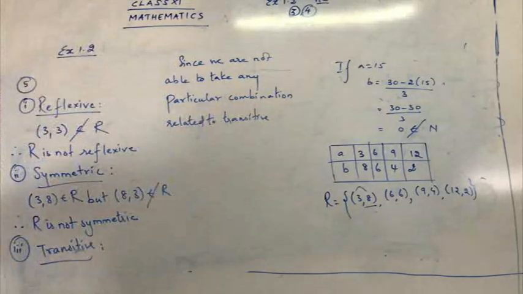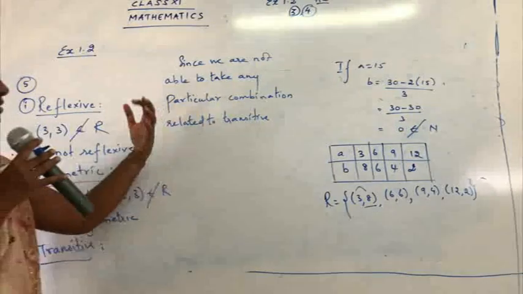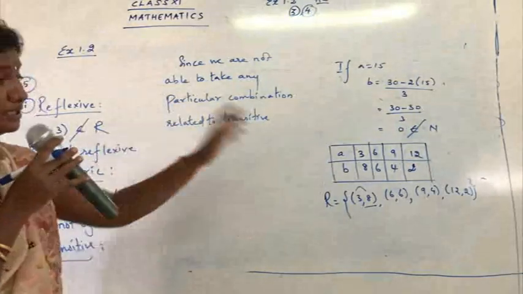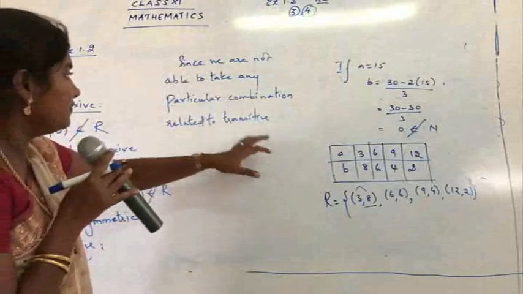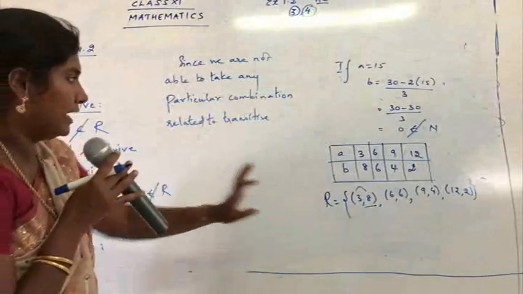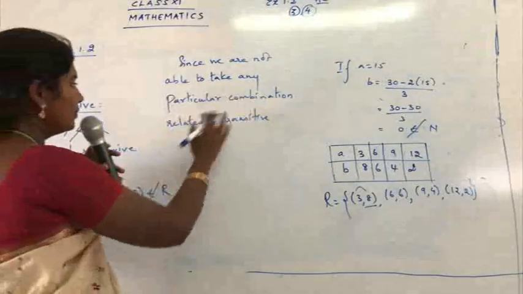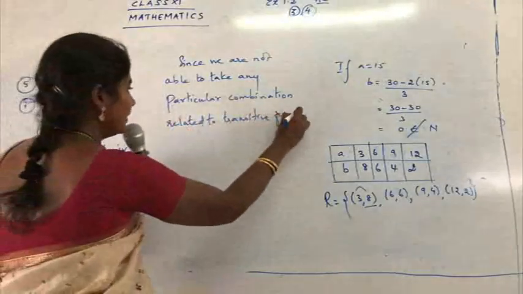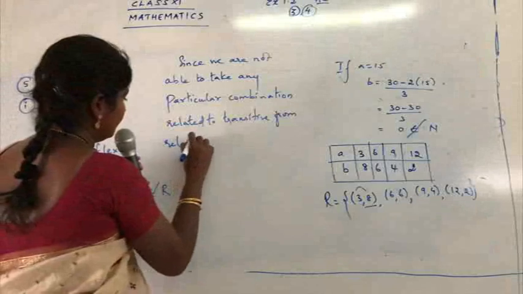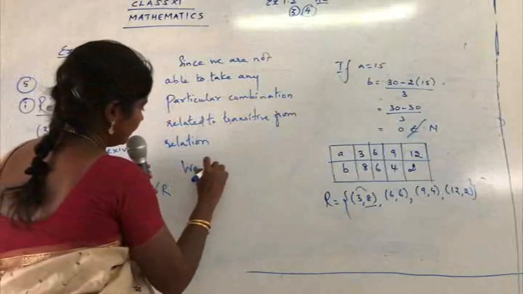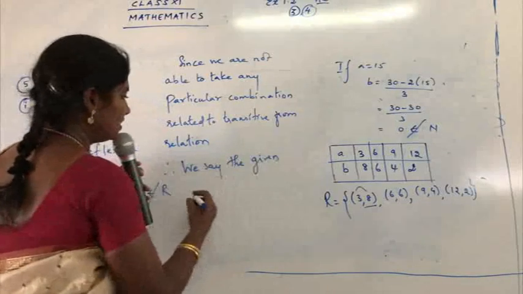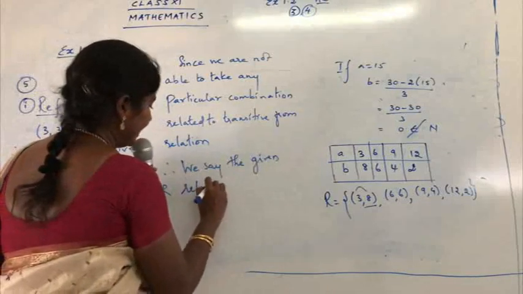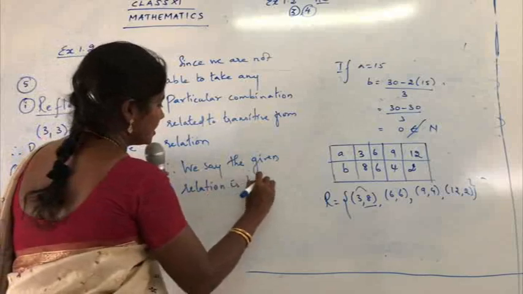So you have to say that it is not transitive, because I'm not able to prove that it is not transitive or it is transitive from the relation. Yes, I'm not able to prove it. So we are not able to take any combination from the relation. So we are not able to take any combination related to transitive from relation. Therefore we say the given relation is transitive.